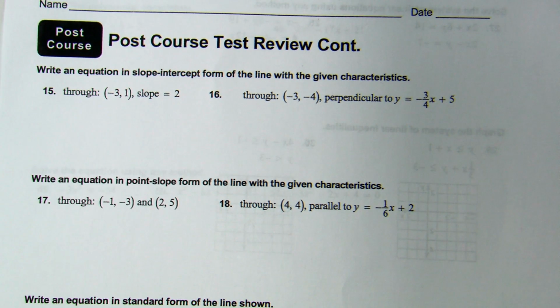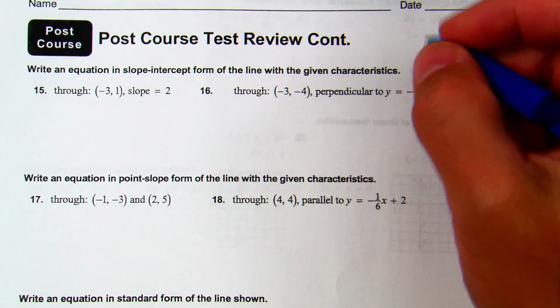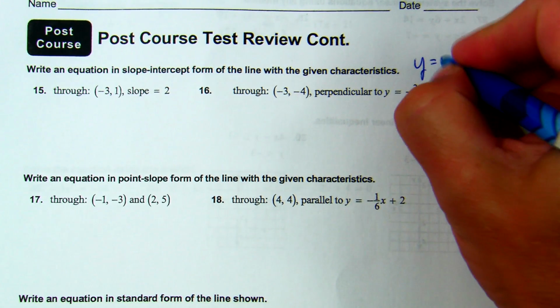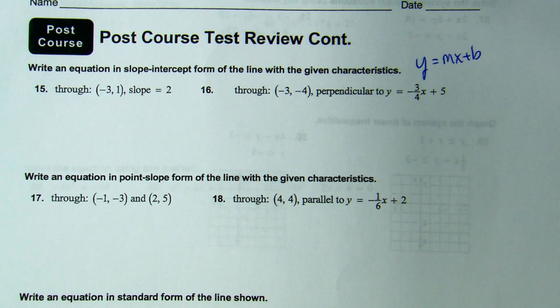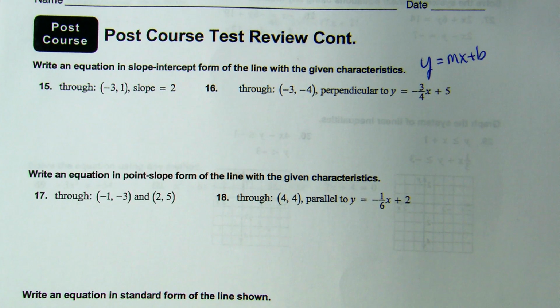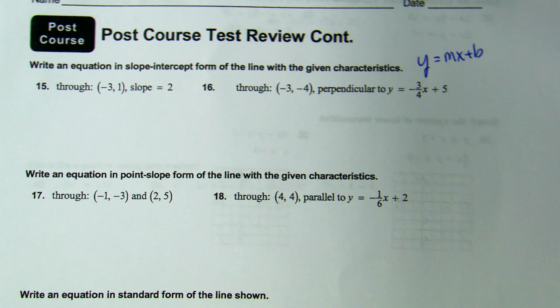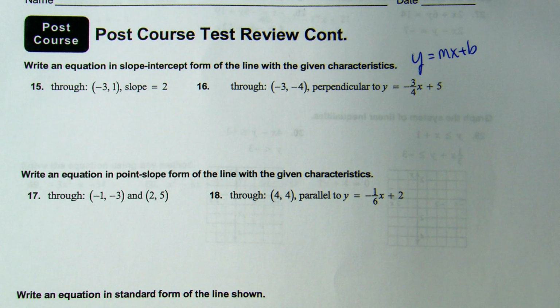The first thing it asks us to do is write an equation in slope-intercept form of the line with the given characteristics. And slope-intercept form, you may remember, is just y equals mx plus b. Now, that's the form they want, but they don't always give us the information in the way we need to write this form. They may give us information for a different form, and then we have to move it into this form, and that's where algebra comes into play.